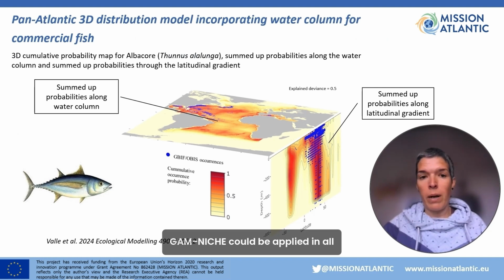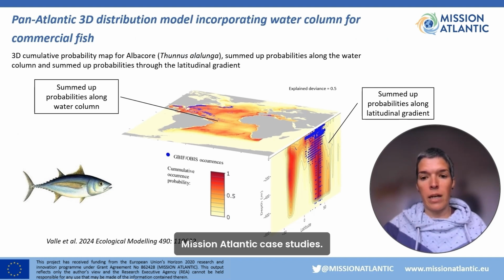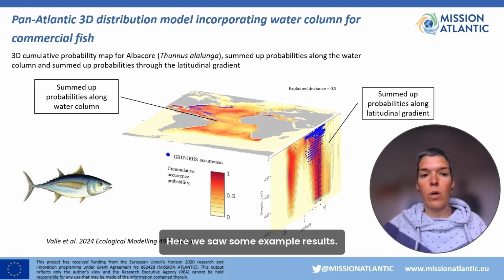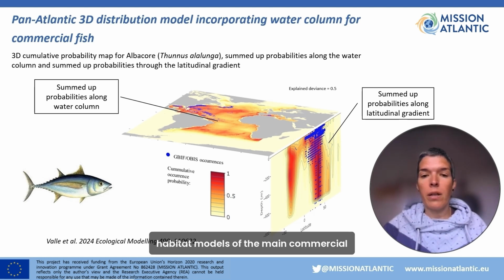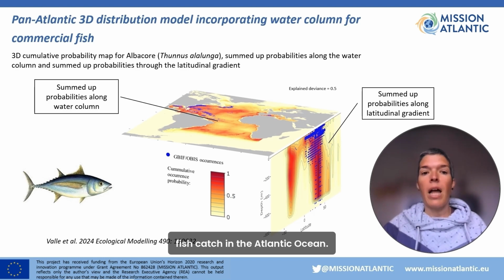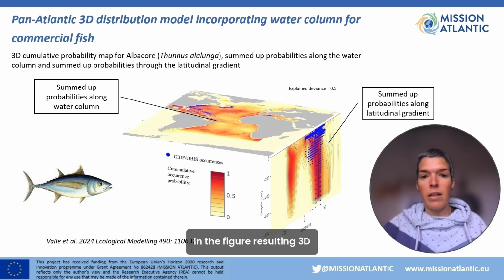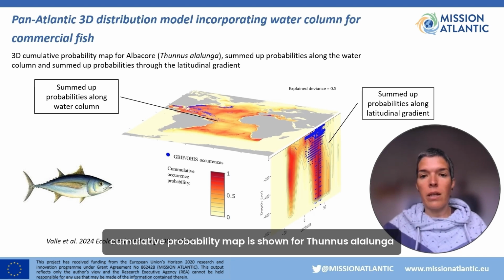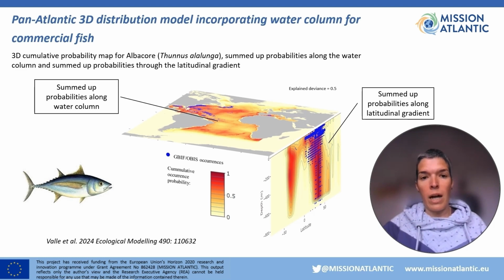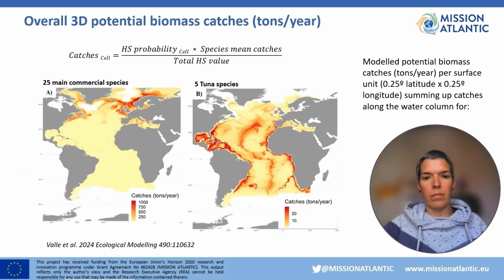GAM-NICHE could be applied in all Mission Atlantic case studies. Here we saw some example results. In this study, we developed 3D habitat models of the main commercial fish catch in the Atlantic Ocean. In the figure, the resulting 3D cumulative probability map is shown for Thunnus alalunga as an example.